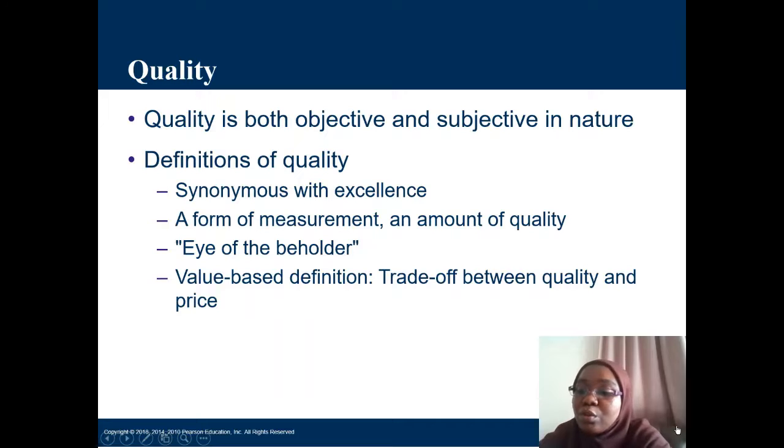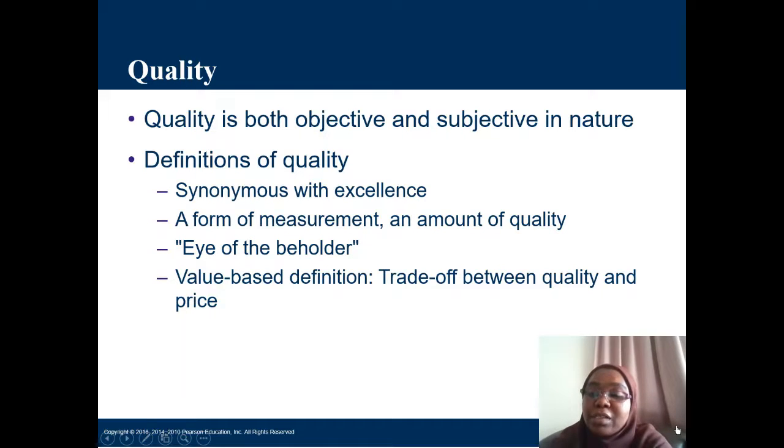But when it comes to subjective, then we are talking about services from your personal perspective, from your own viewpoint. So like I mentioned earlier, it is synonymous with excellence. It's a form of measurement, an amount of quality. The eye of the beholder means that it's the beholder that actually tells you how beautiful it is. So the quality of services is actually judged by customers, most times.